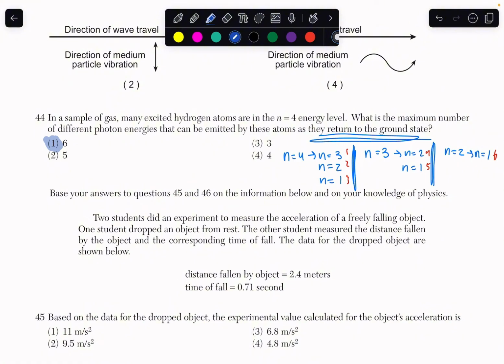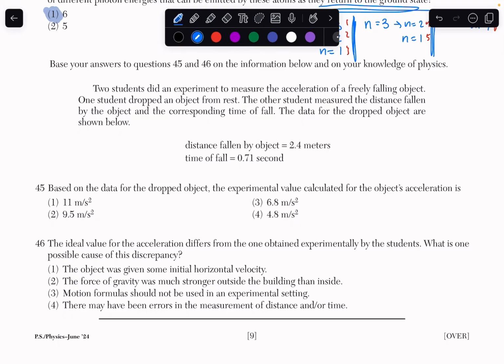Do you guys see how it's just finding the different ways you can get to a lower energy state? Base your answers to questions 45 and 46 on the information below. 2 students did an experiment to measure the acceleration of a freely falling object. One student dropped an object from rest. The other student measured the distance fallen by the object and the corresponding time of the fall. The data for the dropped object are shown below. Distance fallen by object equals 2.4 meters. Time of fall equals 0.71 seconds.